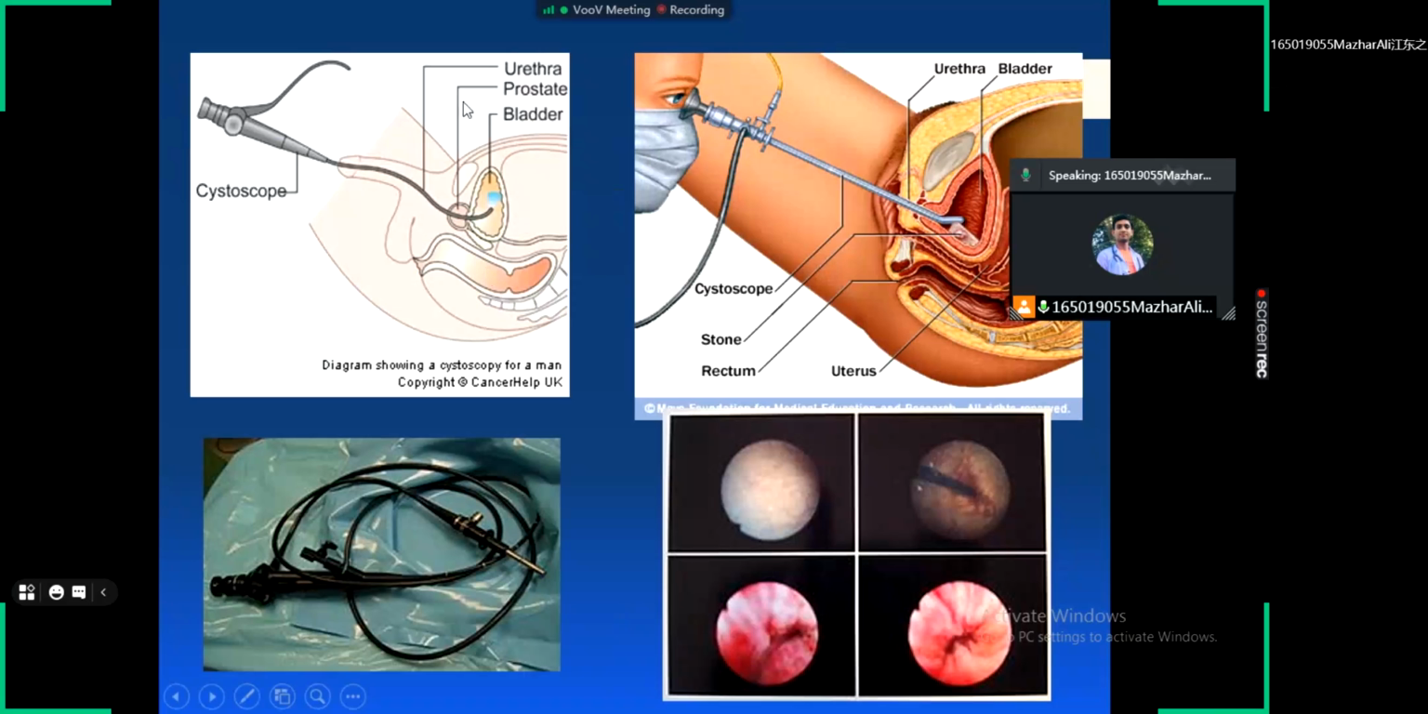Then we do cystoscopy. This is cystoscopy for checking any mass, anything like this. You can see a stone is present in the bladder, so we check through the cystoscope. Also, through the cystoscope, we can remove the stone from the bladder. So this is a bladder. Bladder we also call vesicle.